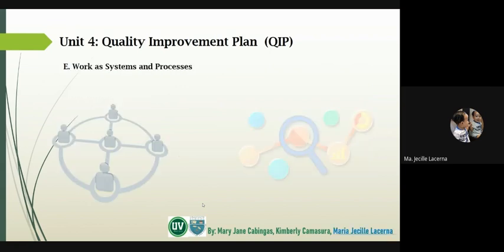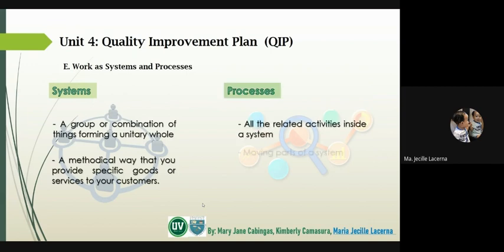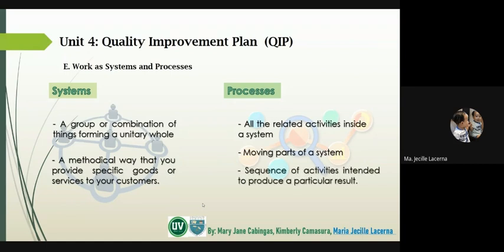So for work as systems and process, let's first differentiate what is systems, what are processes. A system is a group or combination of things or parts forming a complex or unitary whole, and it is a methodical way that you provide specific goods or services to your customers. Then a process is all the related activities inside a system. So a process is part of a system. It is a moving part of a system, and it is a sequence of activities intended to produce a particular result.